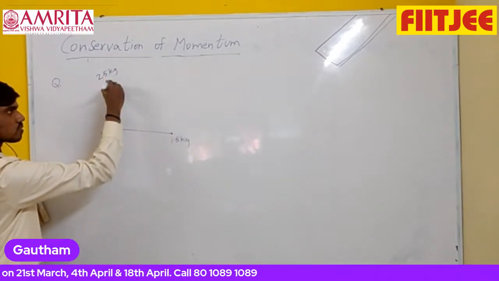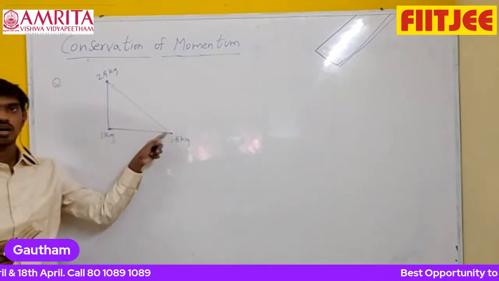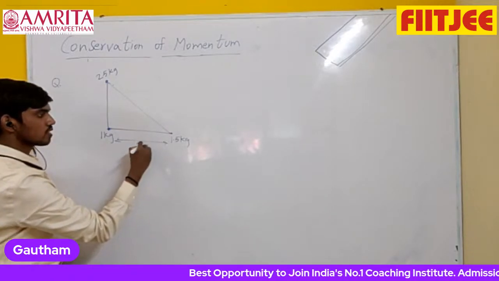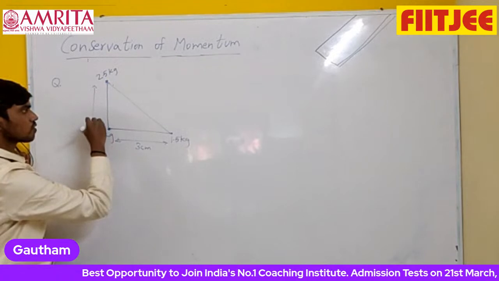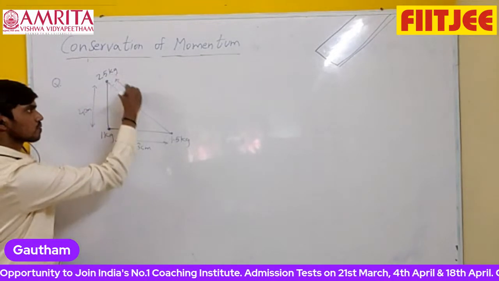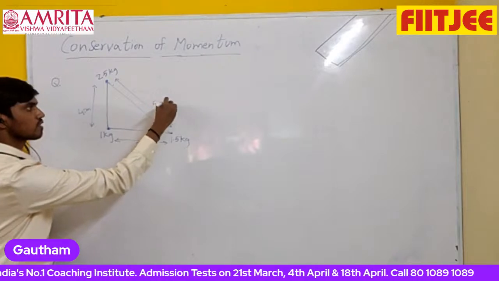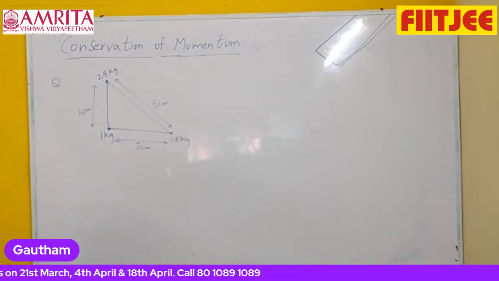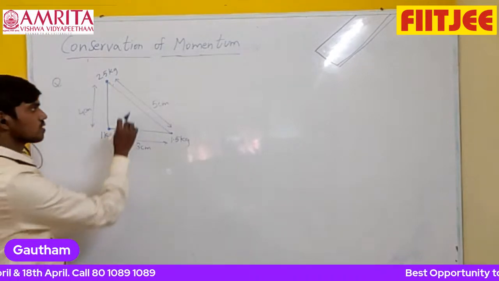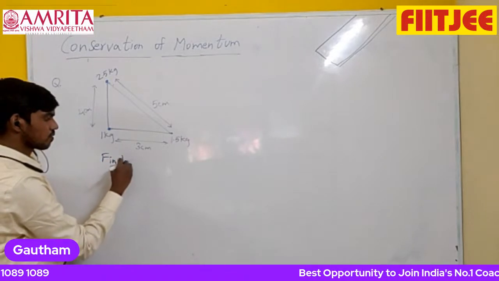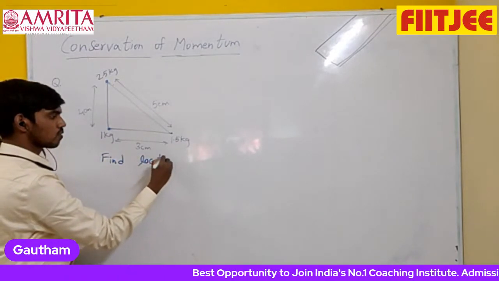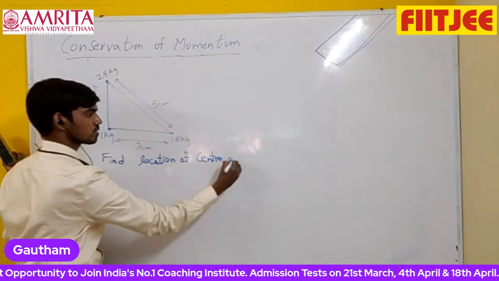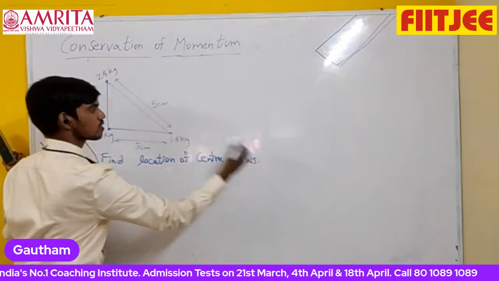So 3 point masses are kept on the vertices of a triangle. The side lengths are 3 centimeters, 4 centimeters, and 5 centimeters. In this case, find the location of the center of mass of the three particles.